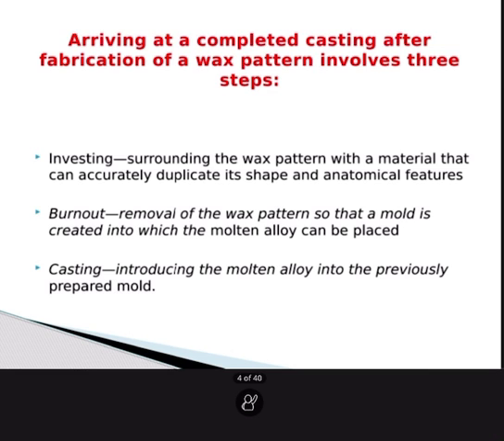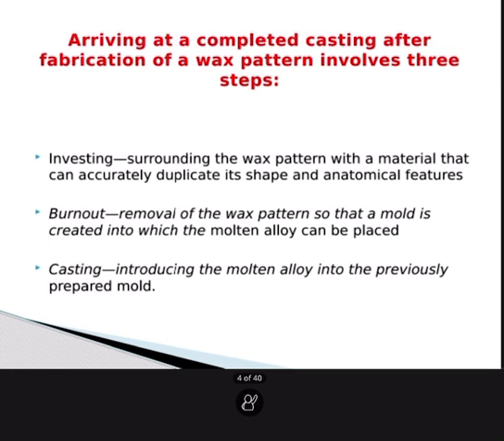So what are the steps when you arrive at the completed casting after fabrication of the wax pattern? It involves three steps. Simply, when you have done your wax pattern, you are now ready to make the casting. For the casting, you have three steps. First is the investing. What is investing? It is surrounding the wax pattern with a material that can accurately duplicate its shape and anatomical features.